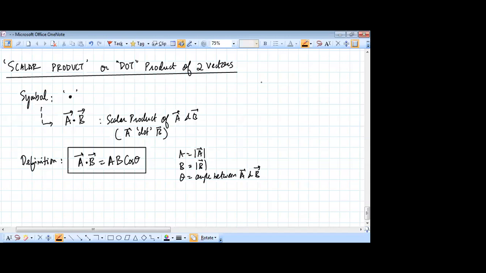ठीक है people, written down the definition. It's just a formula और कुछ नहीं. ठीक है. So now let's understand some examples.